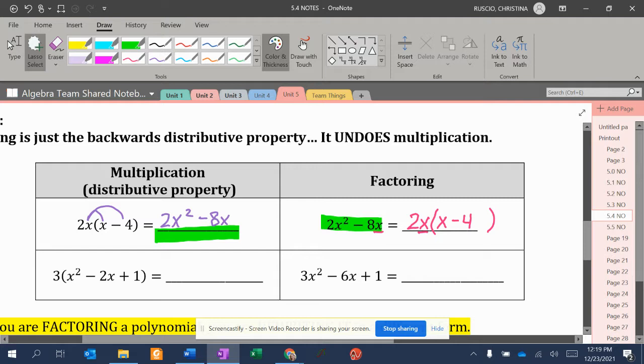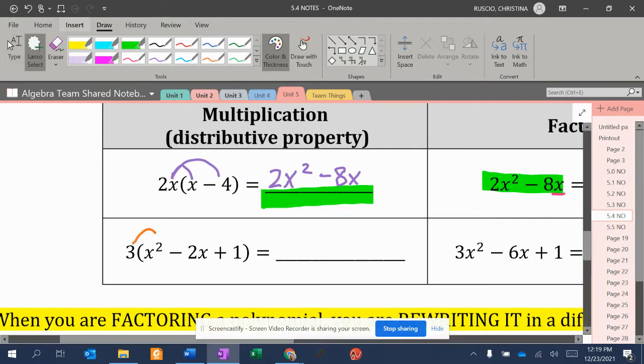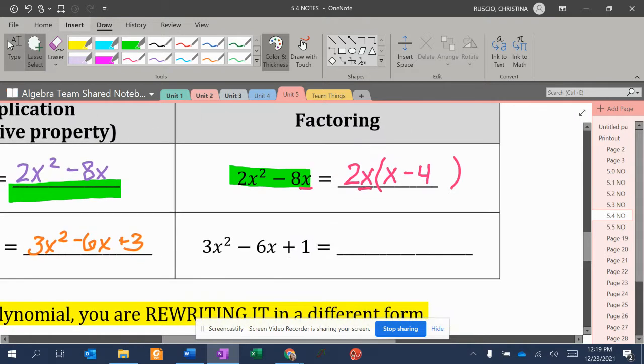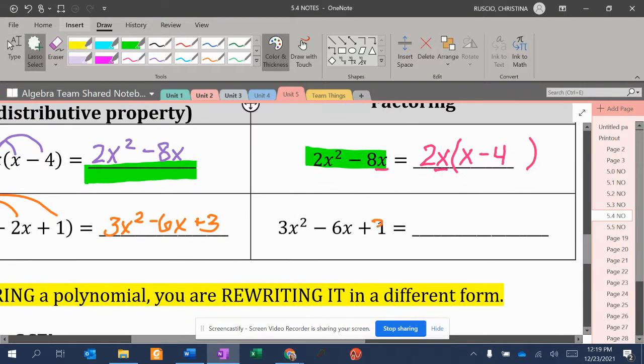So it's the opposite of what we do when we distribute. Let's see this in action again. So when we distribute, it's going to look like this: 3x squared minus 6x plus 3. But in a factoring question, we actually start with this, and this should actually be a 3 here. Okay, so 3x squared minus 6x plus 3.